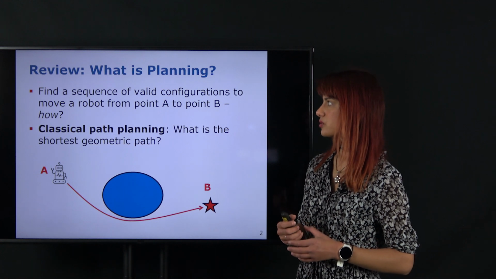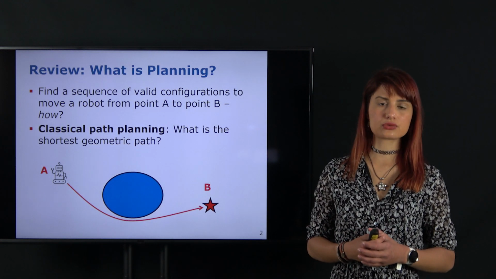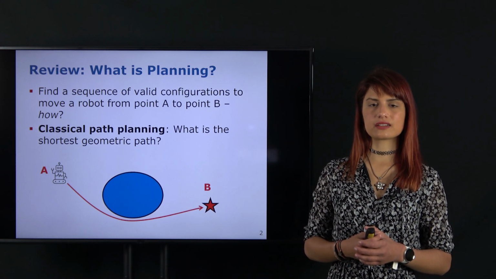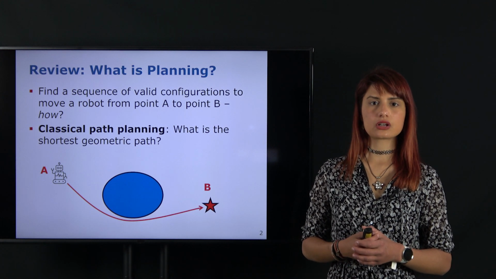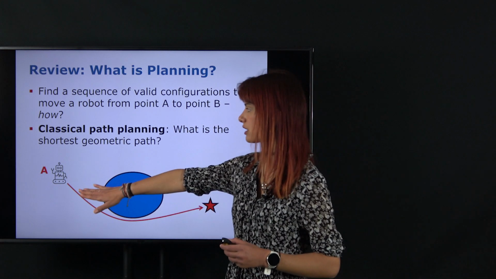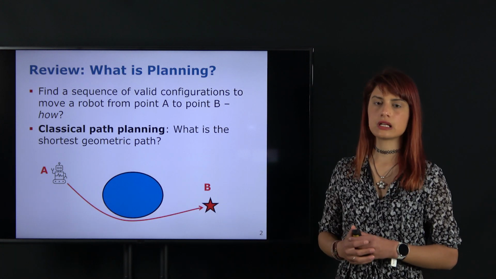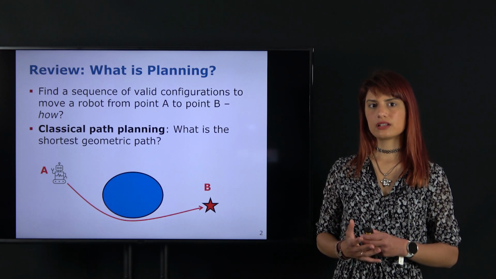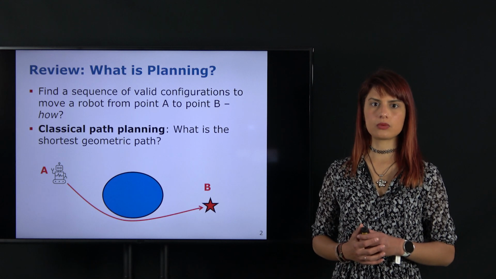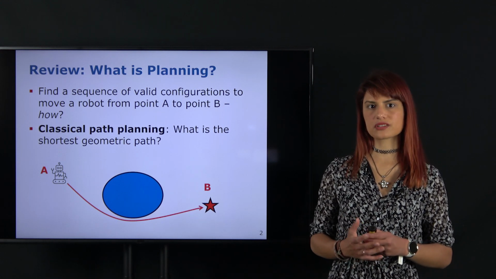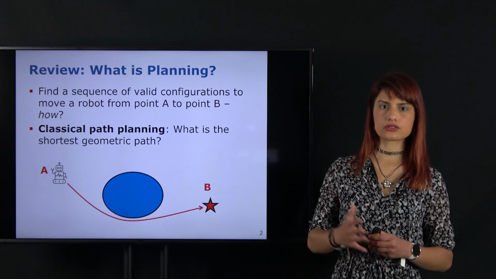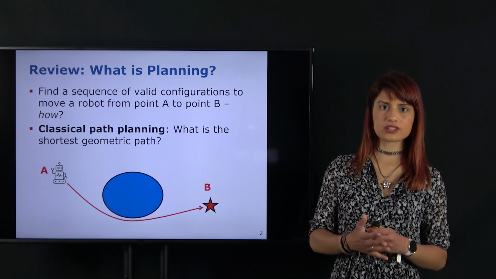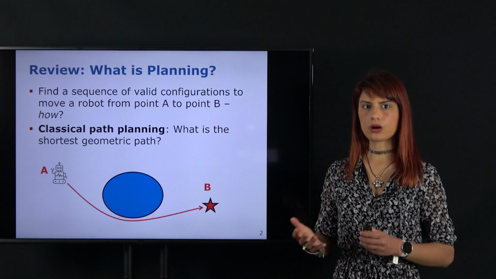So to start, let's review some of the content from the introductory lecture to robot planning. In the planning problem, our objective was to find a sequence of valid configurations connecting the robot from a start configuration to a goal configuration in its environment, without running into any obstacles. Specifically, we looked at the classical path planning problem, which seeks to find the shortest possible geometric path connecting the start to the goal. And as we said, the closer a given path is to the shortest possible one, the better or the more optimal it is.